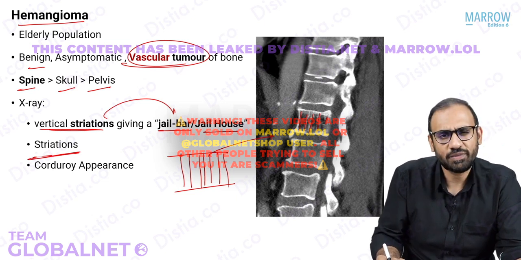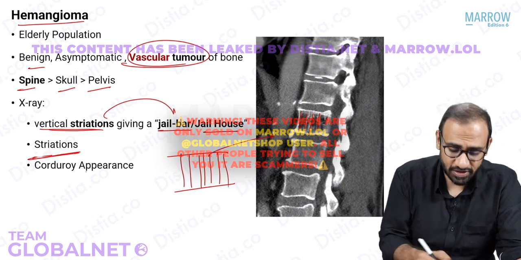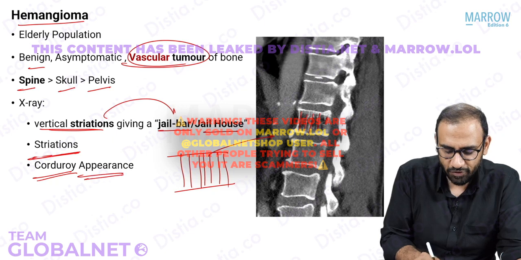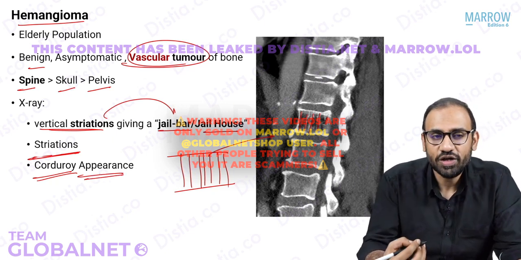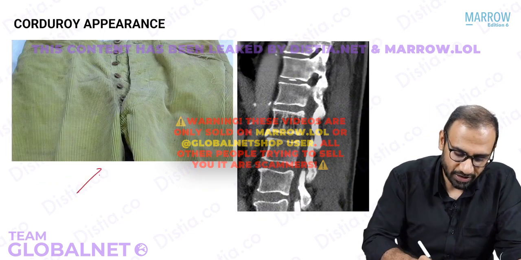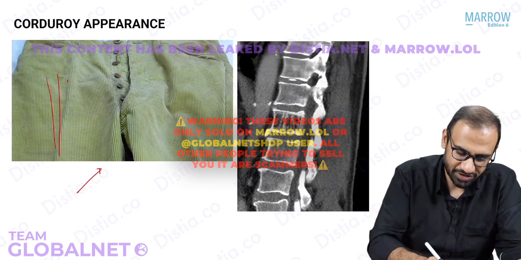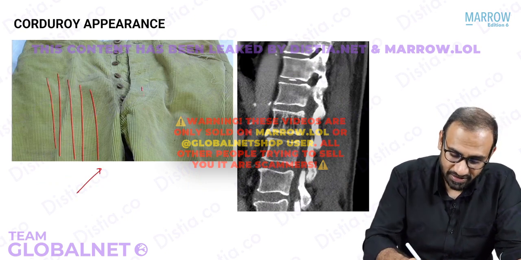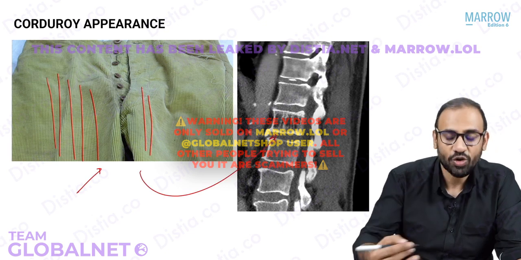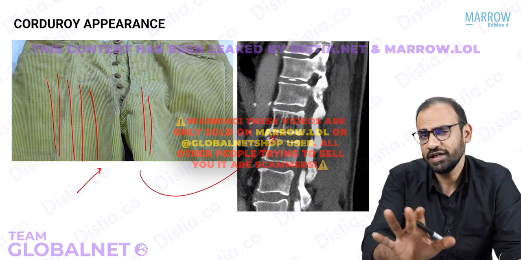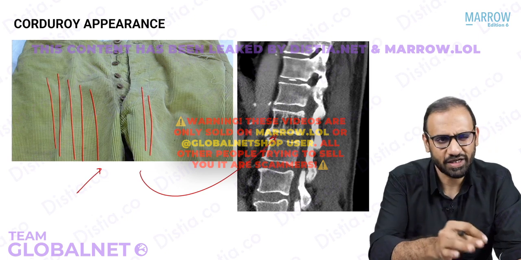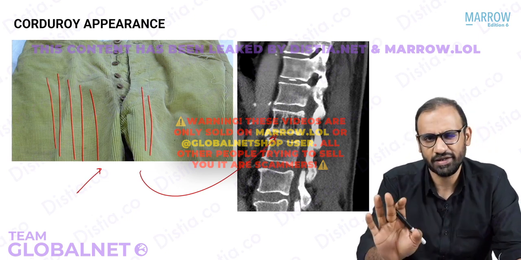And this striations of the spine has also been described by radiologists as corduroy appearance. For people who don't know what corduroy is, it's basically a material of cloth as shown here. So it has these striations in the material pattern, and this has been described as corduroy appearance of the spine seen in hemangioma. It's a benign vascular tumor occurring in the spine, usually asymptomatic.